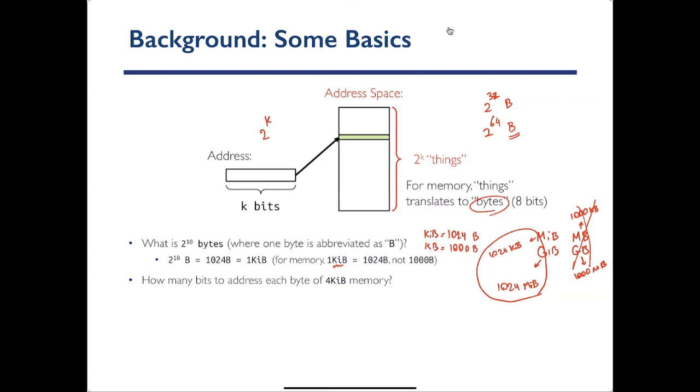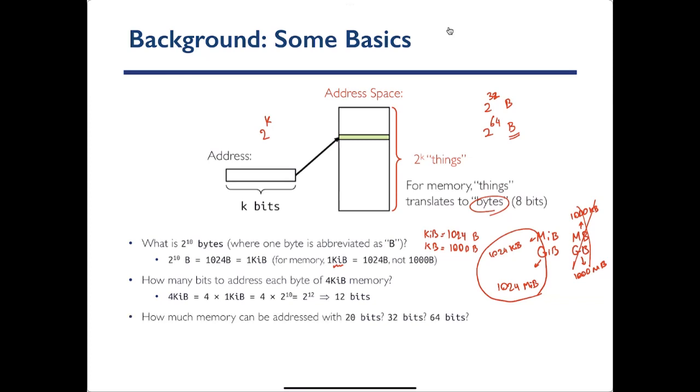How many bits do we need to address 4 kilobytes? If you have 4 kilobytes, that means you have 4 times 1 kilobyte, and 1 kilobyte is 2 to the 10 bytes. So that means 2 to the 12 bytes. In order for you to address 2 to the 12 bytes, you need 12 bits.